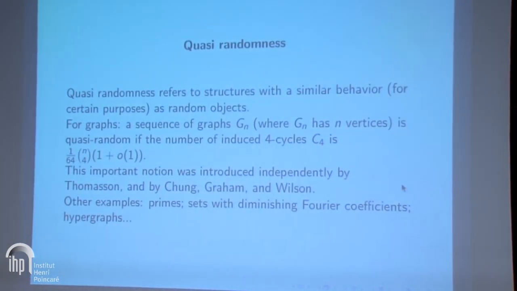And there are various other examples of the notion of quasi-randomness. For example, primes have a lot of quasi-random properties as a subset of the integers.